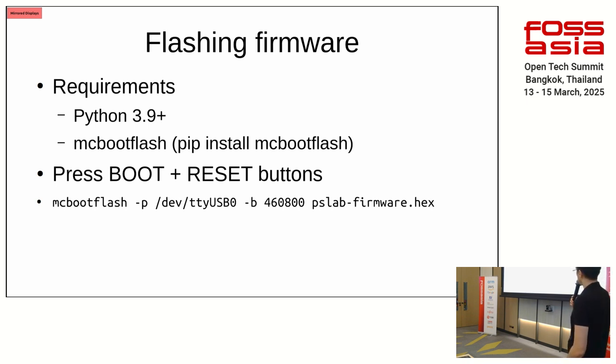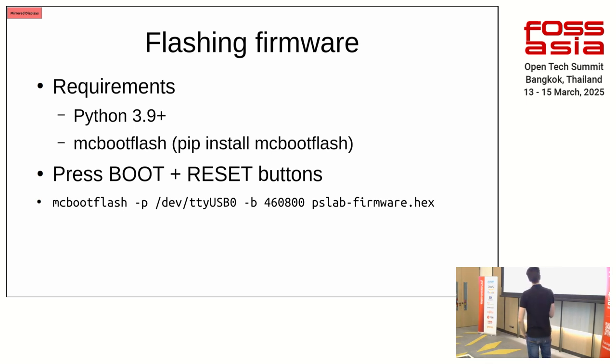Once that has happened, the status LED is blinking, you are in bootloader mode, and you can just flash the firmware, which by default has this name, PSLab-firmware.hex, using this command. So you select the port. On Linux, that's typically something like TTY USB 0. The baud rate is 460,800 in the bootloader. Once you're in application mode, it's 1 megabaud, but in bootloader it's a little bit less.